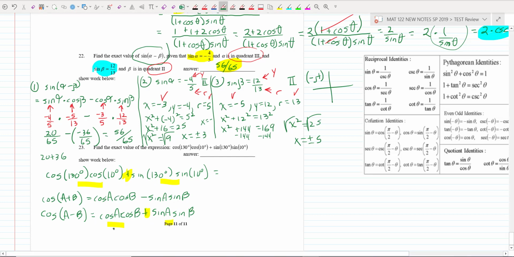So in this problem, you could think of A is 130 and B is 10. So really, this just ends up being like this. So this is the same thing as the cosine of 130 degrees minus 10 degrees like this. So that's the cosine of 120 degrees. All right. Now, this is on the unit circle.